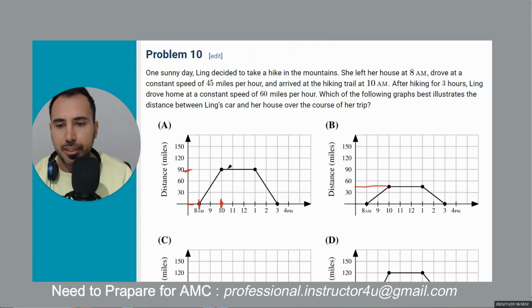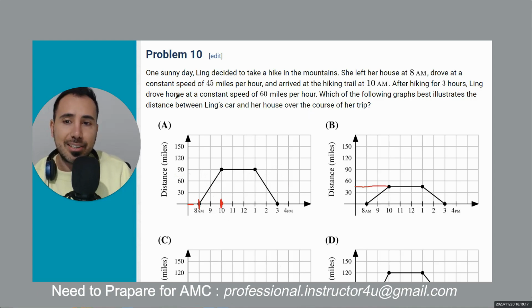So she's not moving a lot. It is as if she's just stationary and not moving at all for 3 hours. She was 90 kilometers away from home, and still she's 90 kilometers away from home. Then she decides to go back. If she goes back with the speed of 45, then everything will be symmetrical like this.